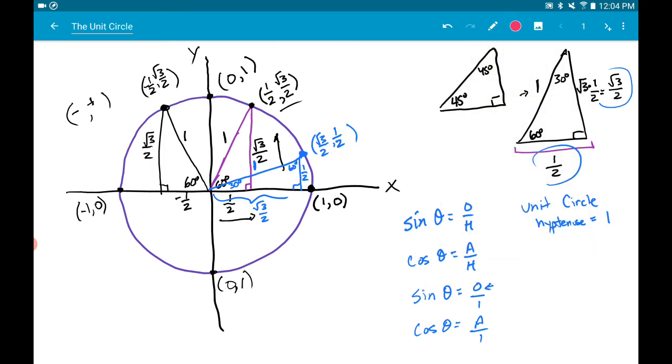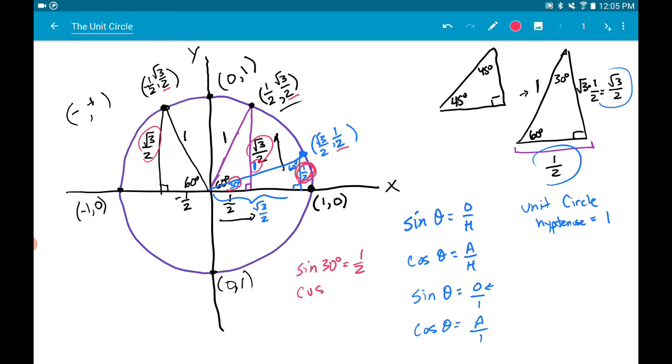the opposite side, which is represented as this, will be the sine value for this angle. Check it out. Sine of 30 degrees is opposite over hypotenuse. So sine of 30 is 1/2.